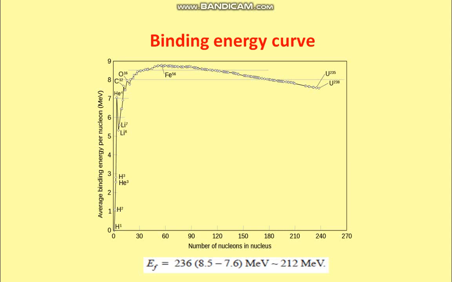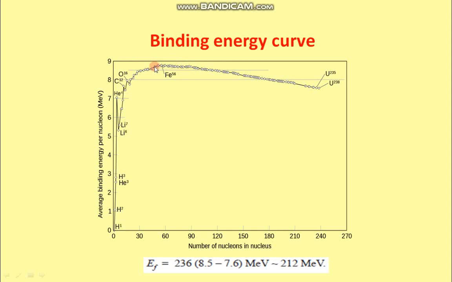Now let us calculate the energy liberated per fission of a compound nucleus of uranium-92-236. From this binding energy curve, for a heavy nucleus, for example mass number 236, the average binding energy per nucleon is approximately 7.6 MeV. For a nucleus with a medium weight, it is about 8.5 MeV, and this difference is 0.9 MeV.